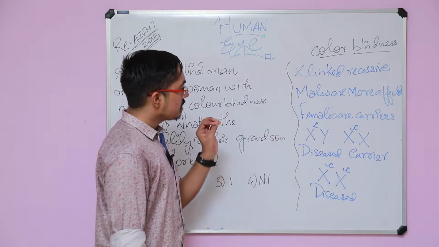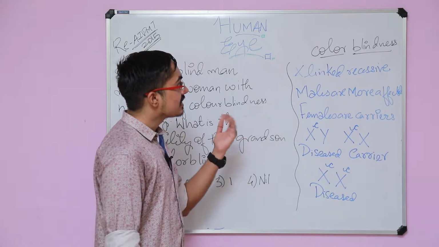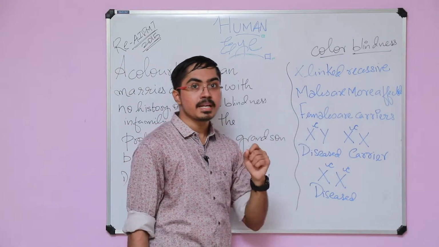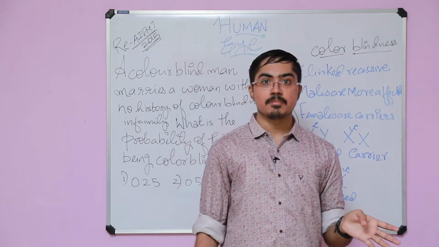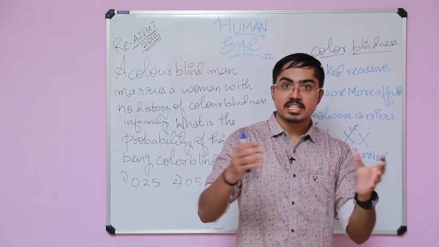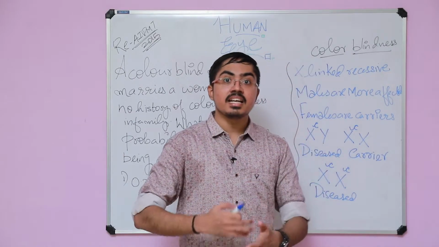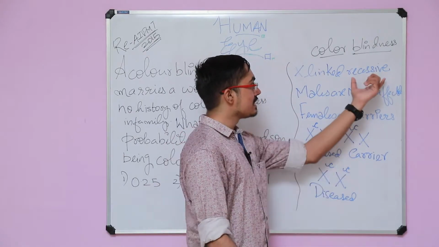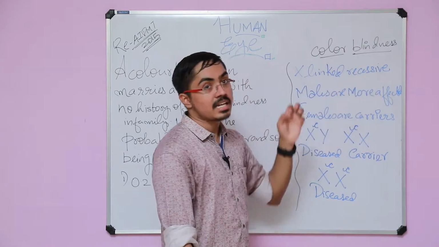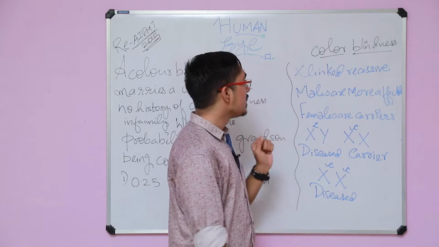Another important feature is that the trait can skip generations, which is a feature of recessive disease. So whenever you get a pedigree in the exam, if the trait is skipping a generation, if the diseased persons are absent in a particular generation, but in the next generation diseased persons again come up, that means it is a recessive disease. So if it is X-linked recessive, since it is recessive, you will be having that particular trait here, right?